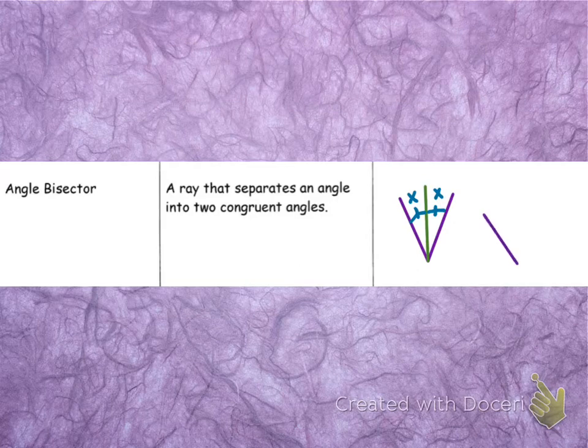I could have an obtuse angle here, and if I have an angle bisector, it's cutting that angle in half, creating two congruent angles. So again, those two halves would be the same.